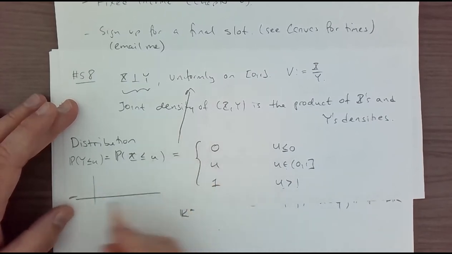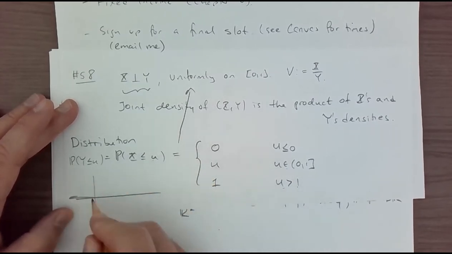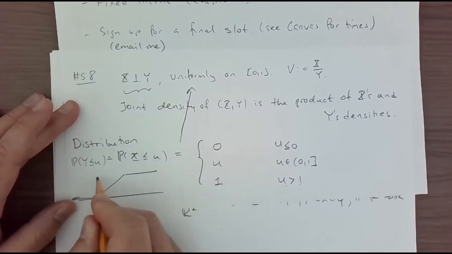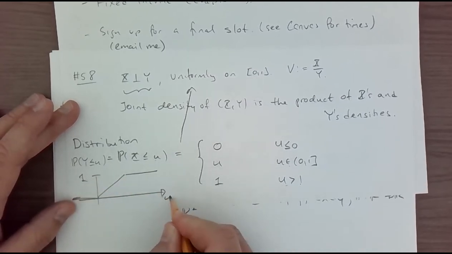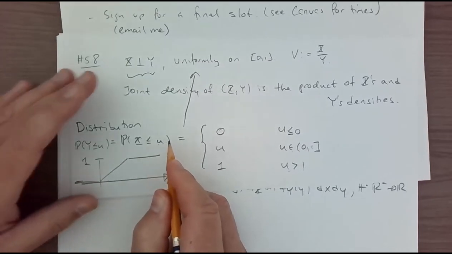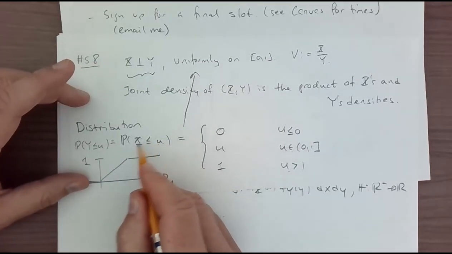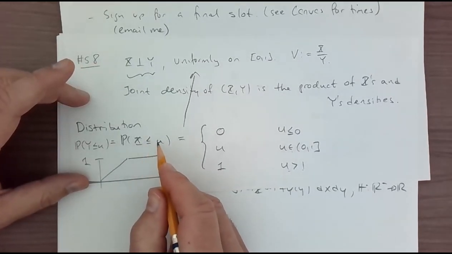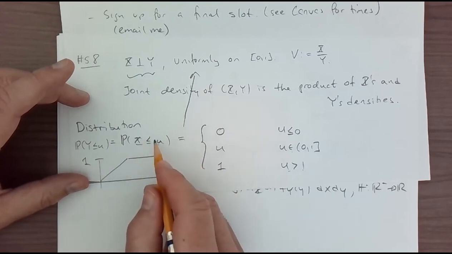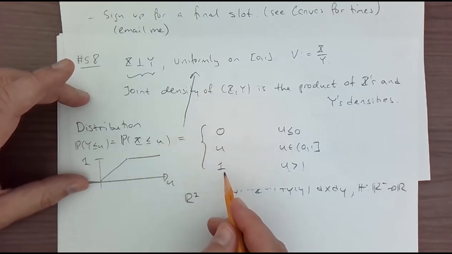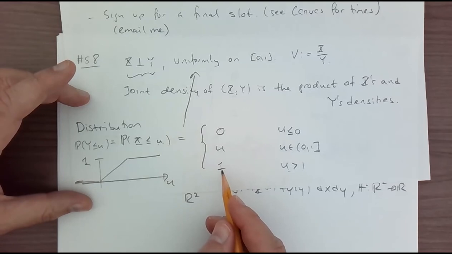So here it's zero, and then it increases linearly, and then it stays up here at one. Right. So as U gets bigger, the probability that X is less than a number that is getting bigger, that is going to be an increasing sequence of numbers, right? So it's going to converge up to one. Okay. Yeah, that makes sense.